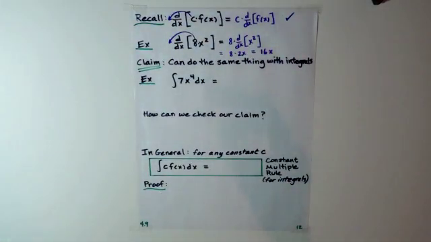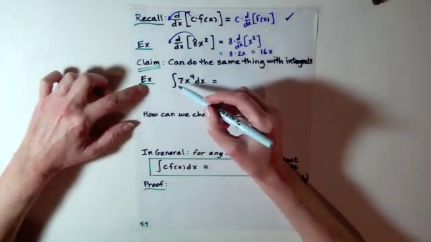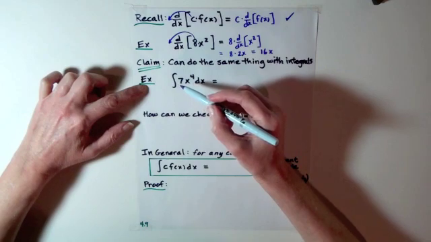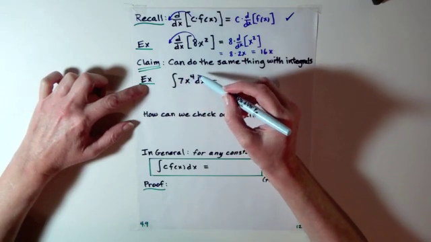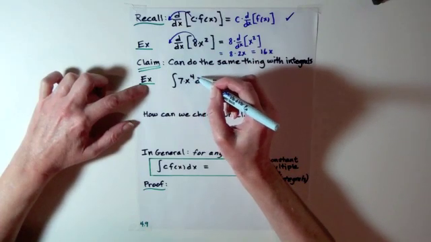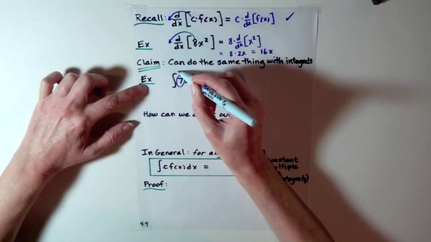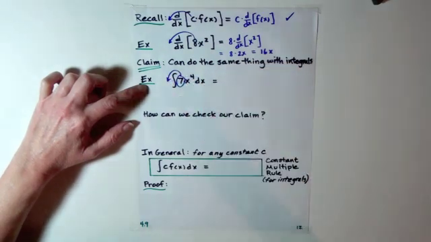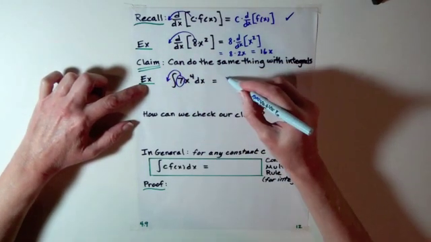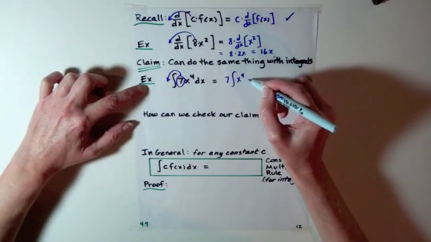Well, it turns out that you can do exactly the same thing with integrals. So, for example, if I am asked to integrate, in other words, find the set of all antiderivatives of 7x to the fourth, 7 is a constant multiple times my x to the fourth, and I'm allowed to take that constant of 7 and pull it outside of the integral sign. So this would become 7 times the integral of x to the fourth dx.